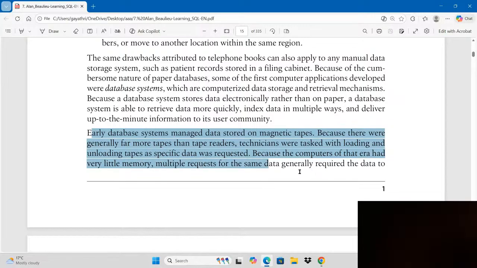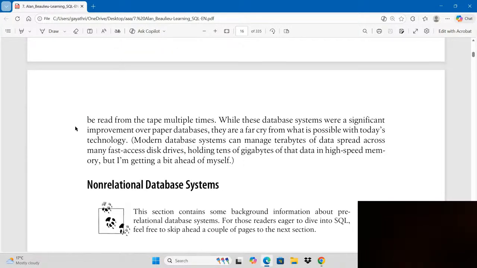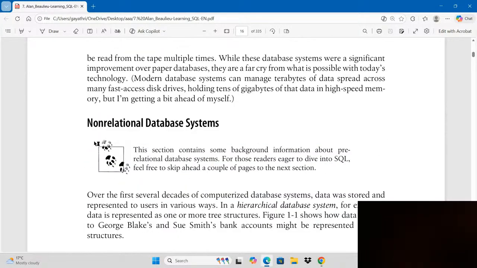It is discussing the early database systems, where data was stored in magnetic tapes, because there were generally far more tapes than tape readers. Technicians were tasked with loading and unloading tapes. I think this is not necessary. Just skipping it. Non-relational database systems.